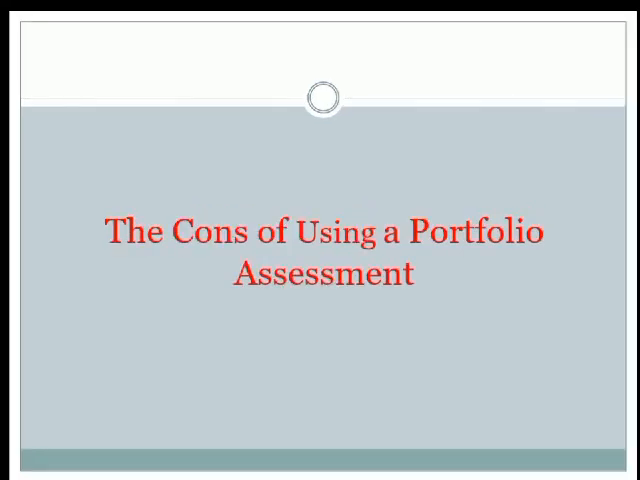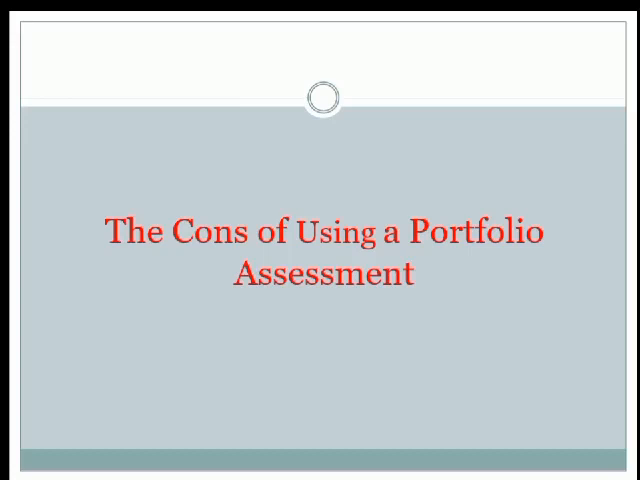And let's move on to the cons of using a portfolio assessment. First, developing and assessing a portfolio is time-consuming. It takes a lot of effort from both the teacher and the student and is a demanding endeavor in which you can quickly fall behind.